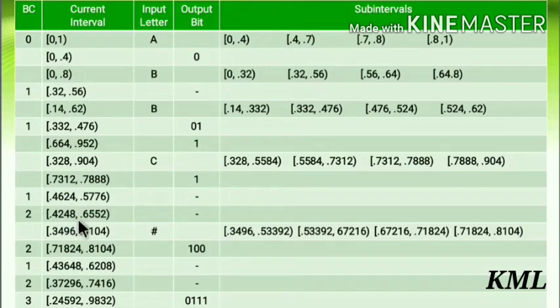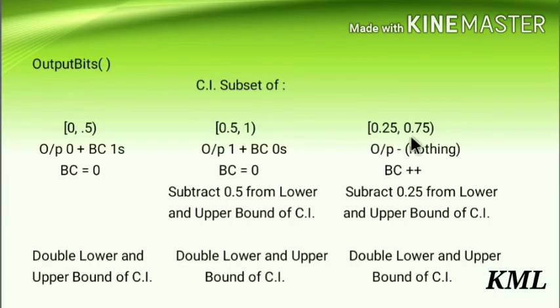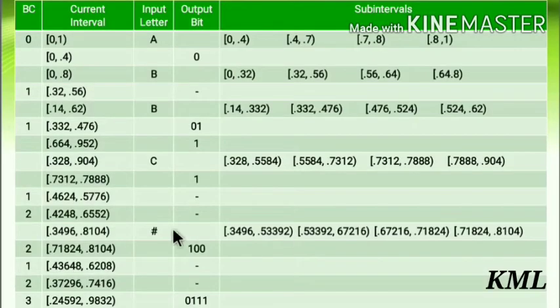Again, if you see, these two values fall between these two numbers. So again you output nothing, that is, you don't have to output anything. Then increment the bit count. Your bit count is 1, now it becomes 2. Then subtract 0.25 and double, you get these values.